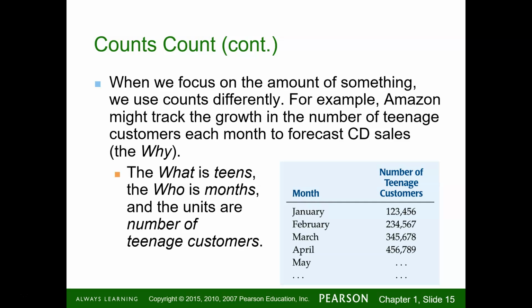When we focus on the amount of something, we use the counts differently. For example, Amazon might track the growth of a number of teenage customers each month to forecast CD sales. So they're looking and seeing how much their customer base is growing among teenagers, and as you can see, it's growing a lot right here. Every month it's getting bigger and bigger, the number of teenage customers they have. So number of teenage customers is going to be the categorical variable here, and they're doing it by month. So the what is the teens, the who is the months. That's what they're collecting data on, the months. They're picking each month and seeing how many teenage customers there are for each month.